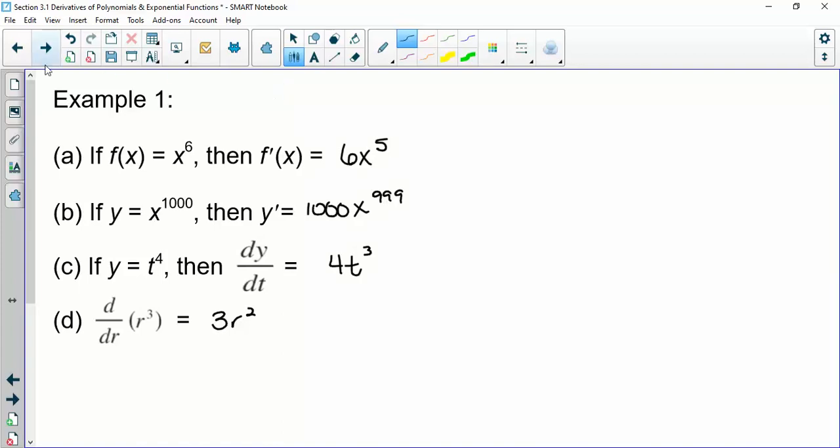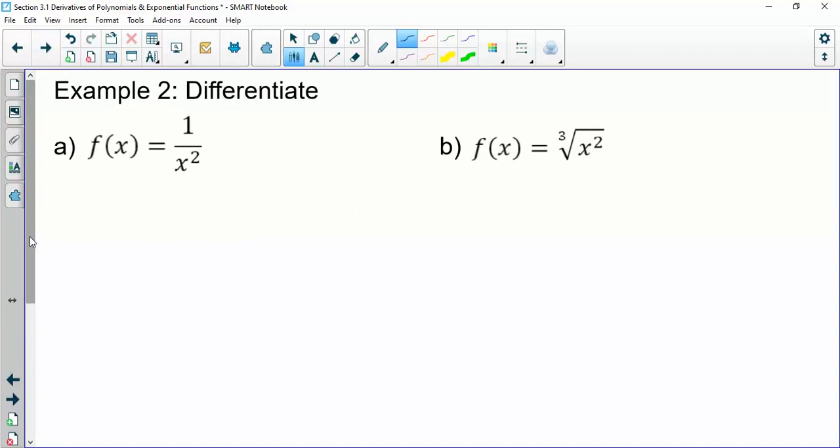So let's talk about if it's not written in this form. Now, my first goal is going to be to say, okay, is there any way I can write this as a number or a variable to a power? Because if I can get this to just be x to some power, then I can do my shortcut. If I can't, I have to do the whole limit definition to get my derivative. So if I said 1 over x squared, is there any way I could rewrite that?